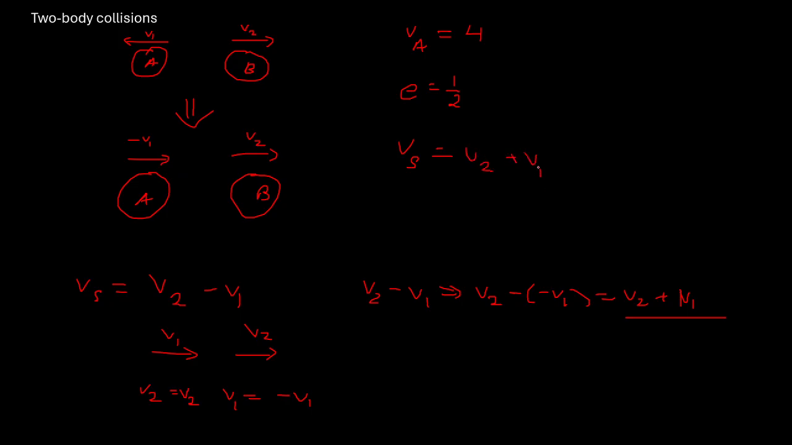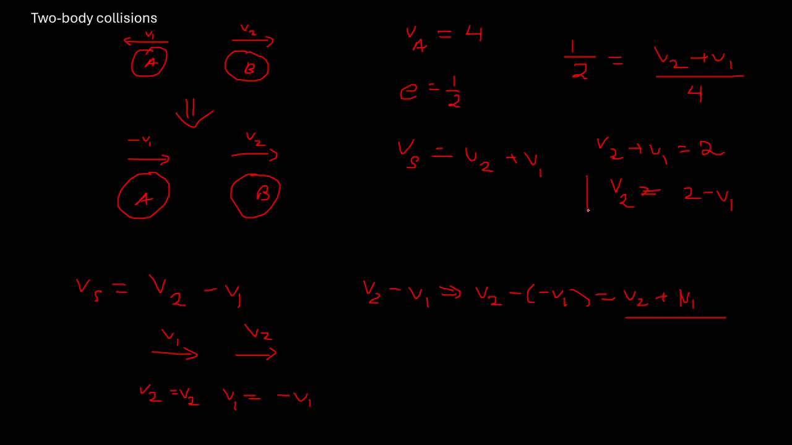this is going to be the speed of separation, v2 plus v1. So using the coefficient of restitution formula, 1 by 2, which is e, equals the speed of separation, v2 plus v1, divided by the speed of approach, 4. Okay, now we get v2 plus v1 equals 2. Now from here we can find our values. So v2 equals 2 minus v1. We can use this, and now we can plug this into our momentum formula.